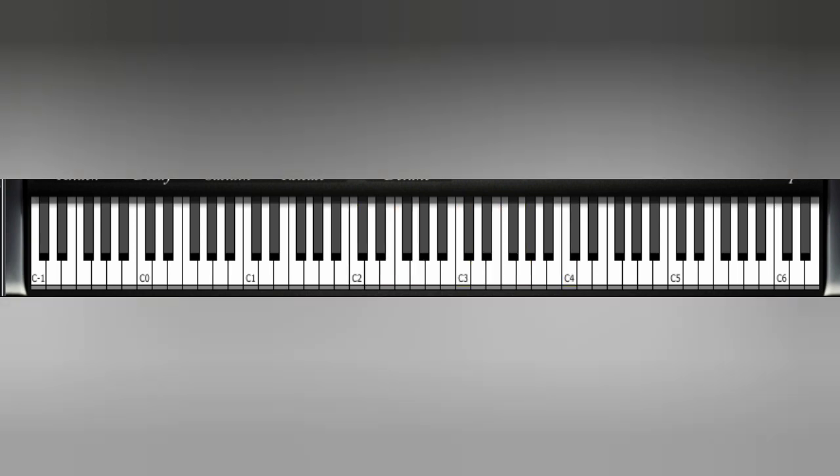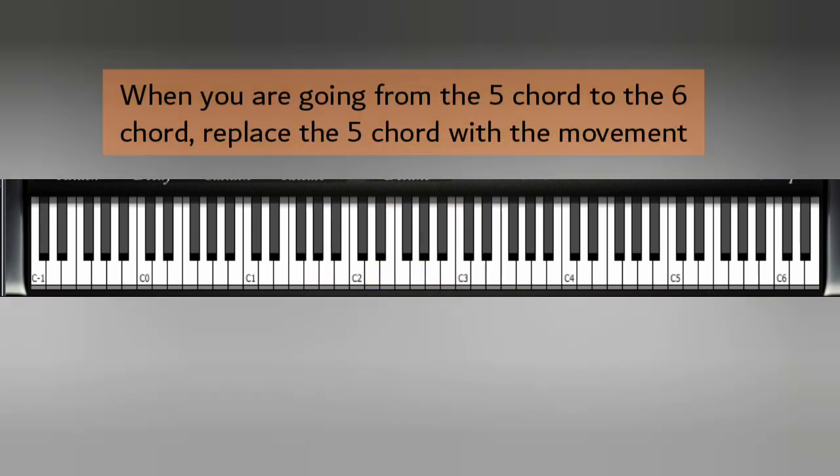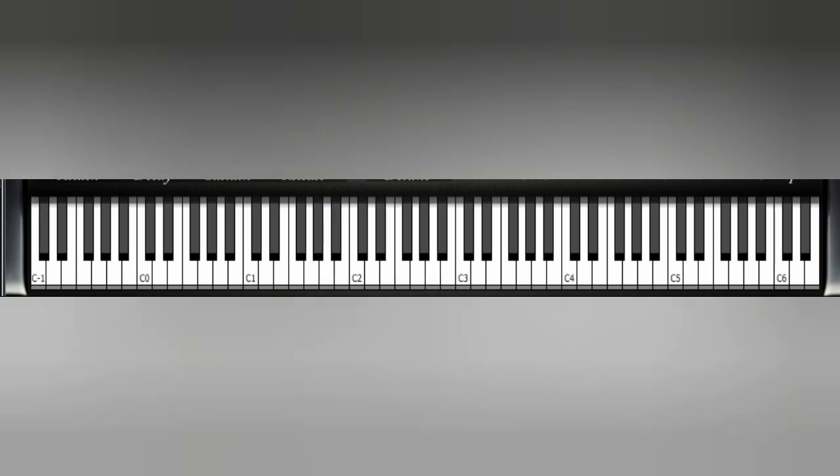So the question is, where do we apply this chord movement? Very simple. When we're going from the 5 to the 6 chord, when you have a progression from the 5 to the 6, what you do is replace the 5 chord with a chord movement and it will take you nicely to the 6 chord, okay? So it's going to sound something like this.